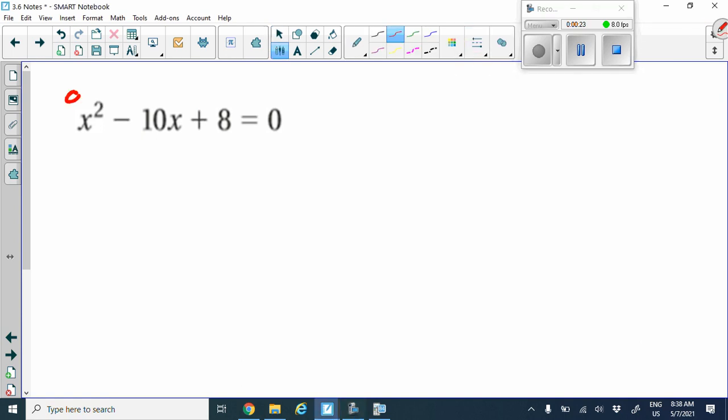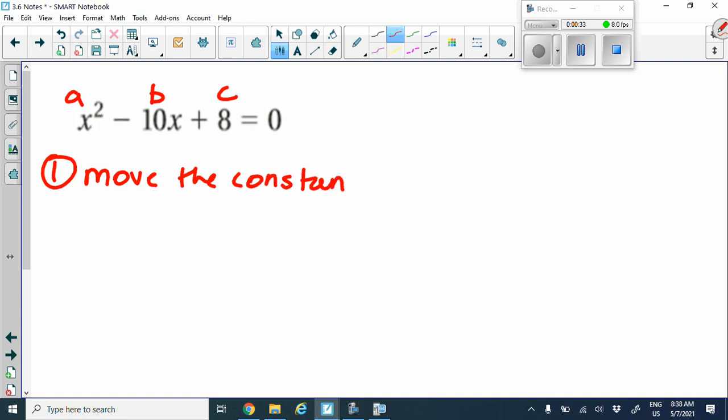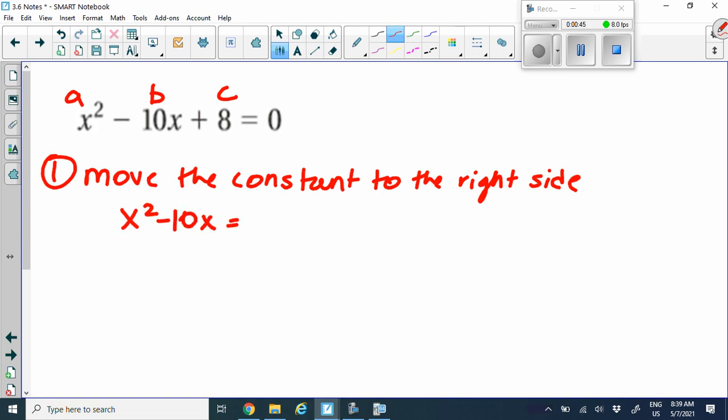Okay, so remember we have our ax squared, our b, and then our c. So the first step is to move the constant to the right side. In this case, our 8, which is the constant, I need to move that over. To do that, I will need to subtract. So x squared minus 10x equals negative 8.